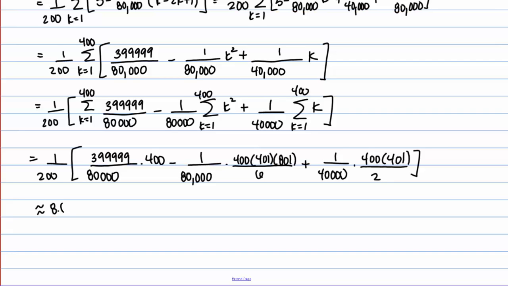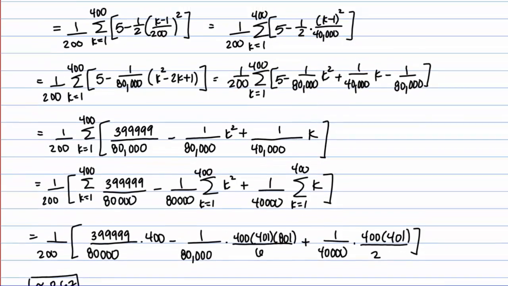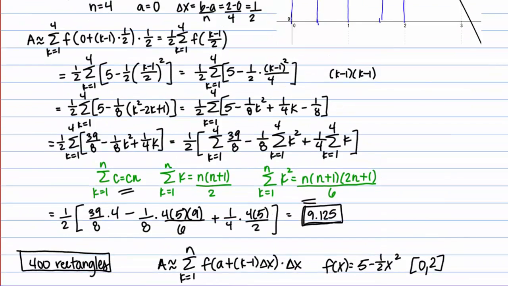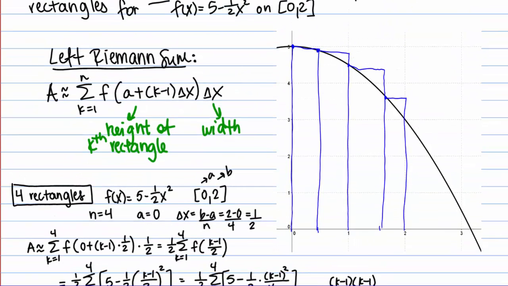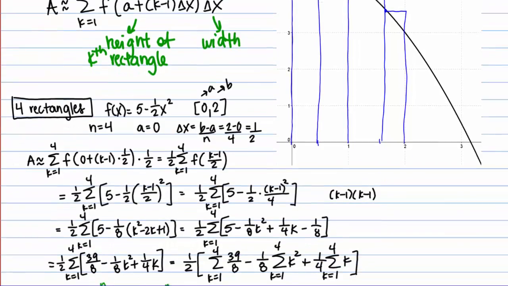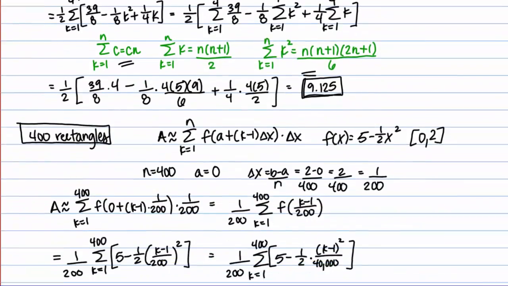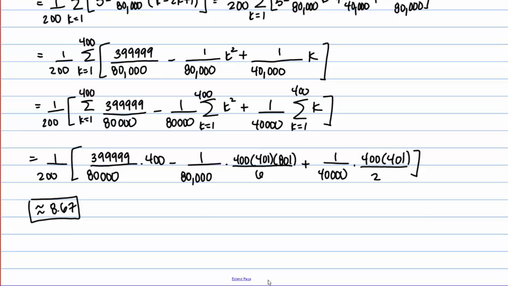Now does that make sense? Remember, this should be a better estimate because we used more rectangles. And remember we said that this was an overestimate, so a better estimate then should be less, right? And it is. I went from 9.125 to 8.67. And if you watch the video on the right Riemann sum, we actually got something quite similar to this.